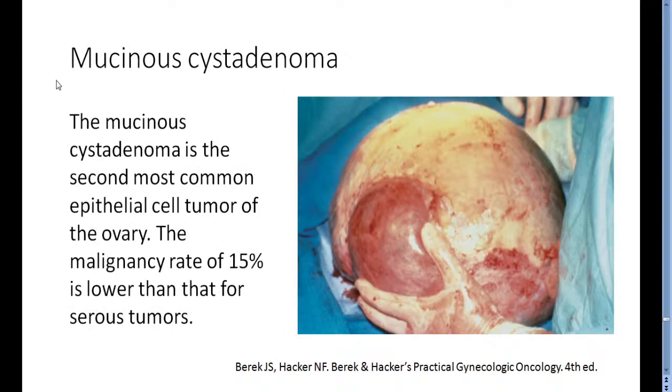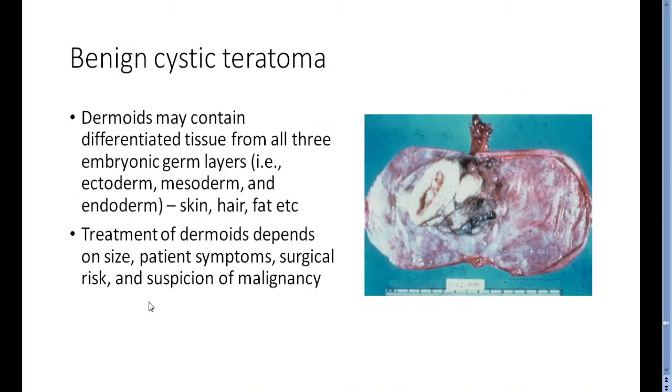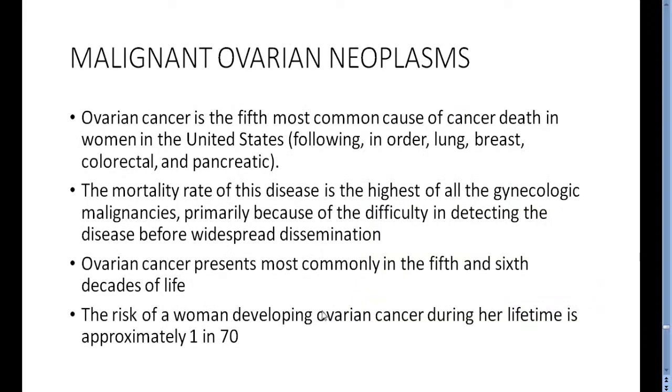Another common type is mucinous cystadenoma, which may be quite a large epithelial tumor of the ovary. Malignancy is quite high, 50%. Another one is a benign cystic teratoma, or dermoid. They may contain different tissue like ectoderm, mesoderm, endoderm, skin, hair, fat, for example, fluid. Treatment of dermoid tumors depends on the size, patient symptoms, surgical risk, and suspicion of malignancy.